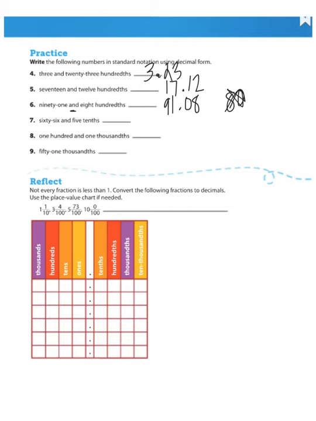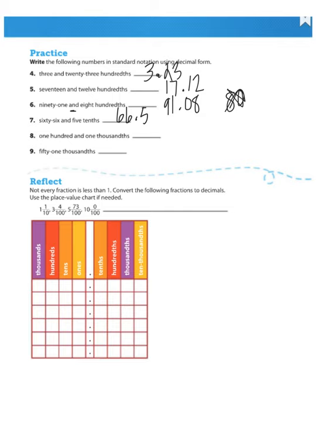Number 7, 66 and 5/10. So start with your beginning, 66 and 5/10. Well, my tenths place is right here. It's one spot after the decimal point. So this is just going to be 66.5 for 5/10.